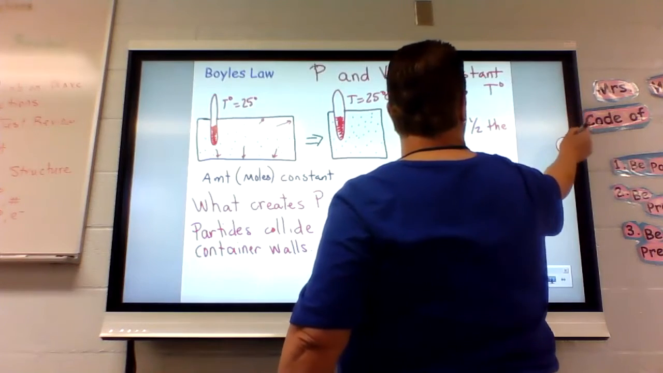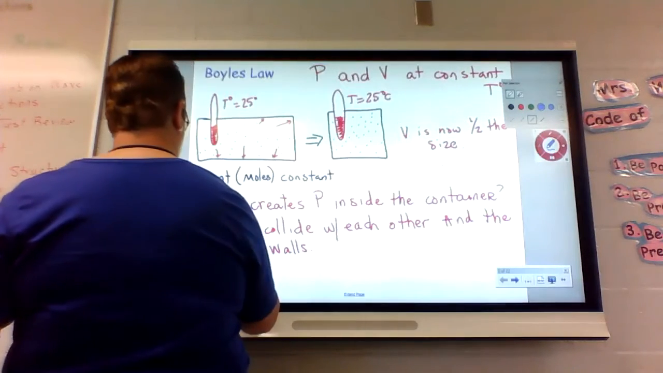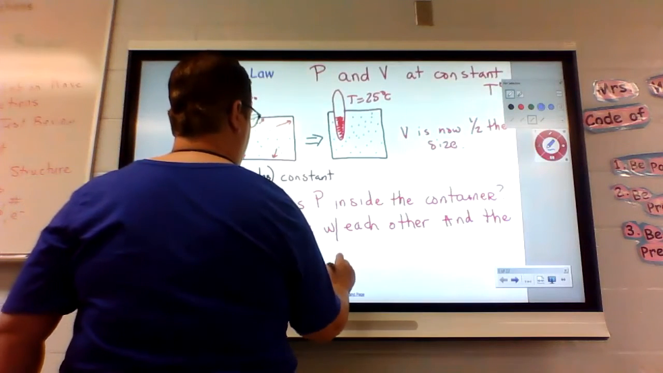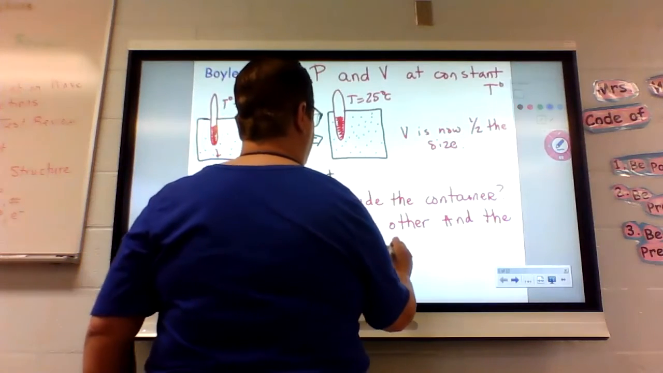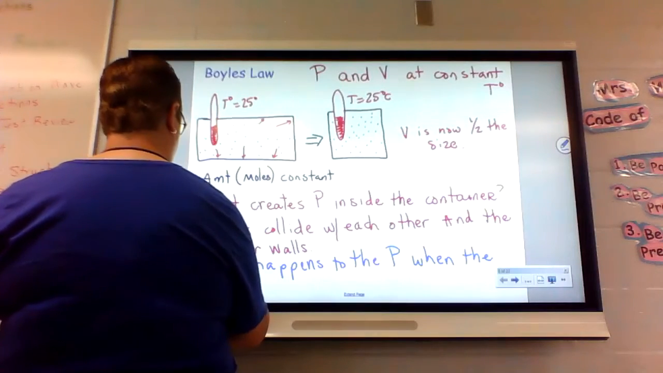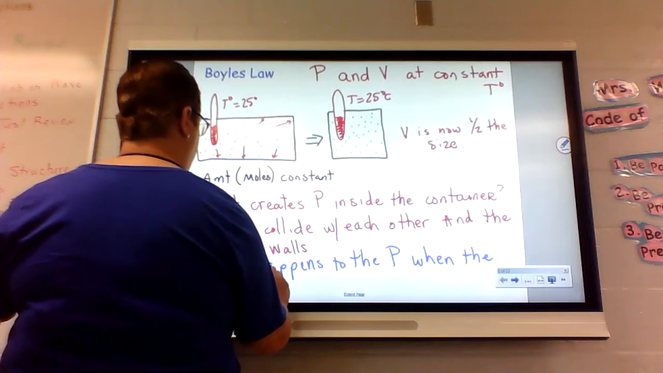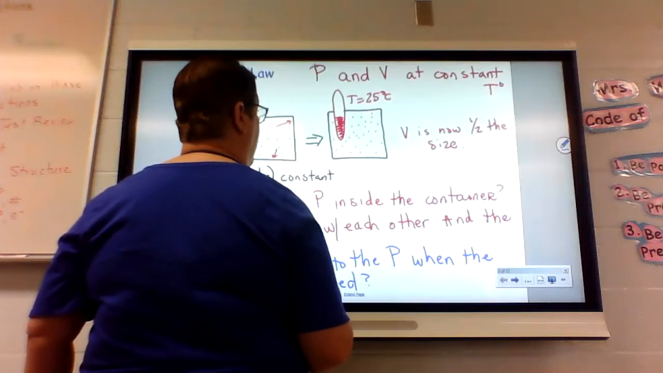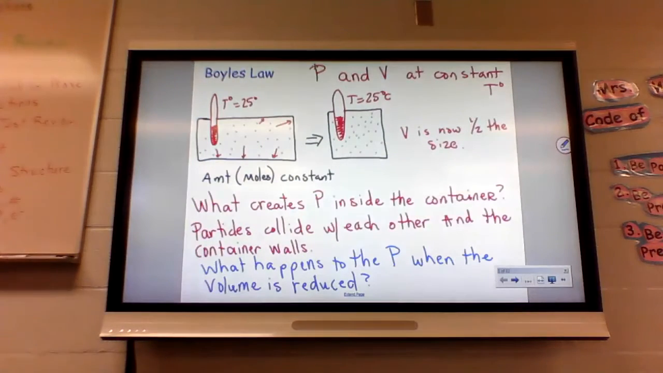So the question is, what happens to the pressure when the volume is reduced? And I'll blow this up in a second for those of you at the back, if everyone has the pictures drawn. Should it increase? I mean, it's less. Everybody got the picture? Okay. Got the picture, and I can blow it up for the people at the back.